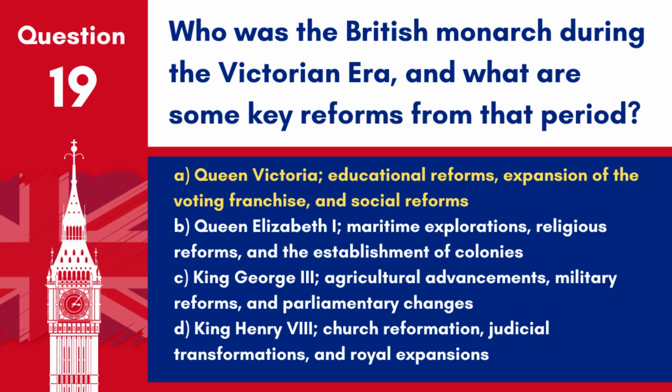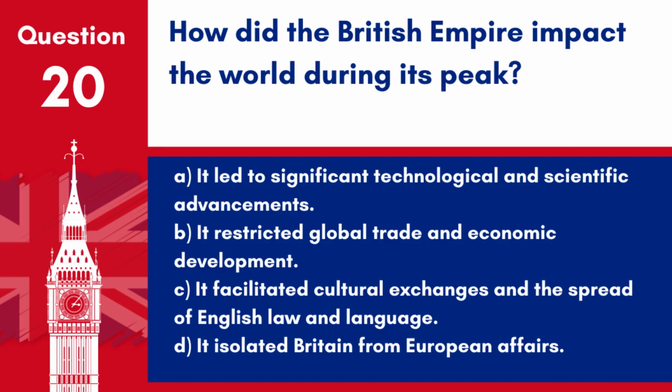Queen Victoria reigned during the Victorian era, a period marked by significant social, cultural, and political reforms, including educational improvements and the expansion of the electoral franchise. Question 20. How did the British Empire impact the world during its peak? A. It led to significant technological and scientific advancements. B. It restricted global trade and economic development. C. It facilitated cultural exchanges and the spread of English law and language. D. It isolated Britain from European affairs.